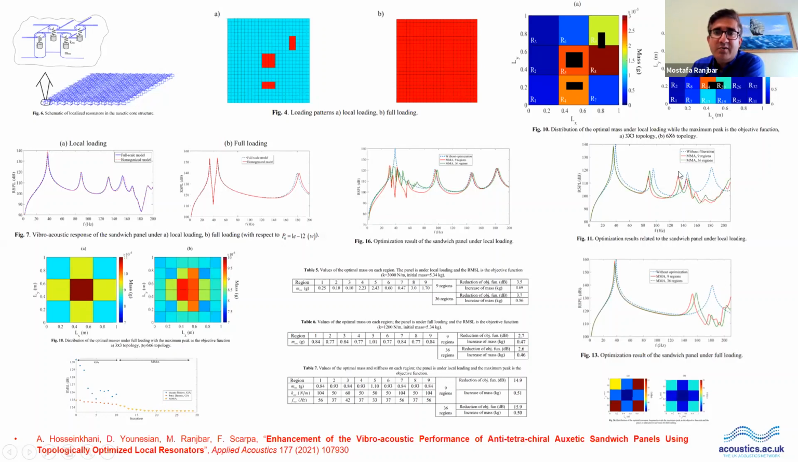Once again here we use the method of moving asymptotes with different design areas, 9 regions, 36 regions, so that we could reach a very good improvement in the reduction of the radiated noise from the structure.